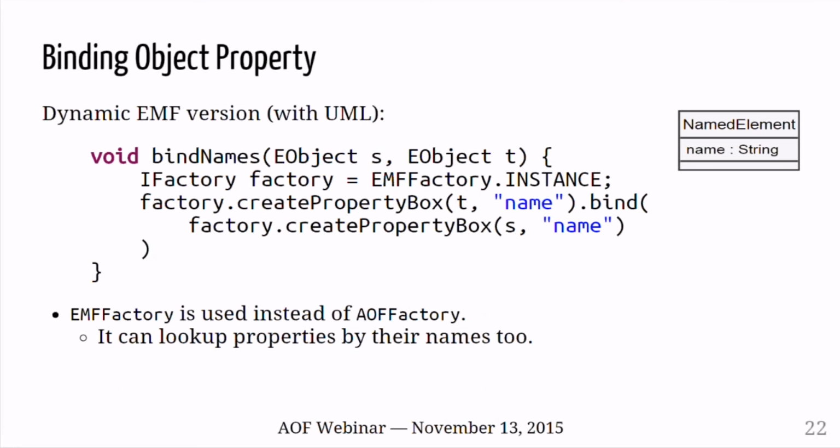If you use EMF, basically what changes is, of course, you have the E object instead of a plain Java object, and you use the EMF factory to create your property box, because instead of simply looking for get/set properties, it will look for structural features from Ecore, and then it can leverage the observable capability of EMF.